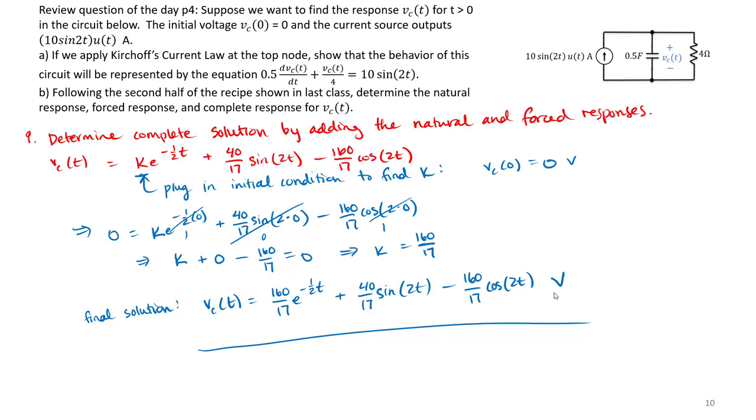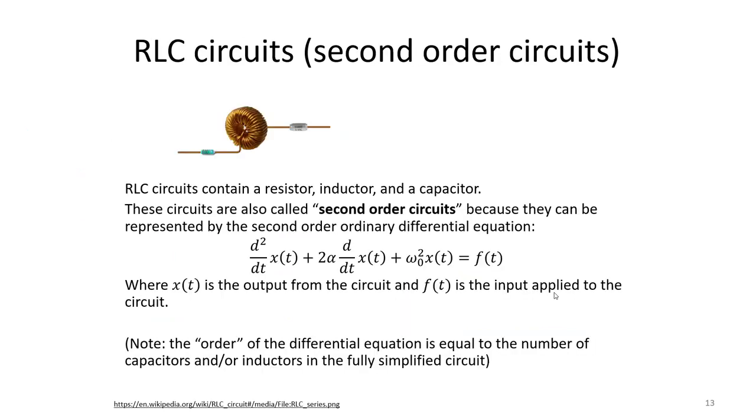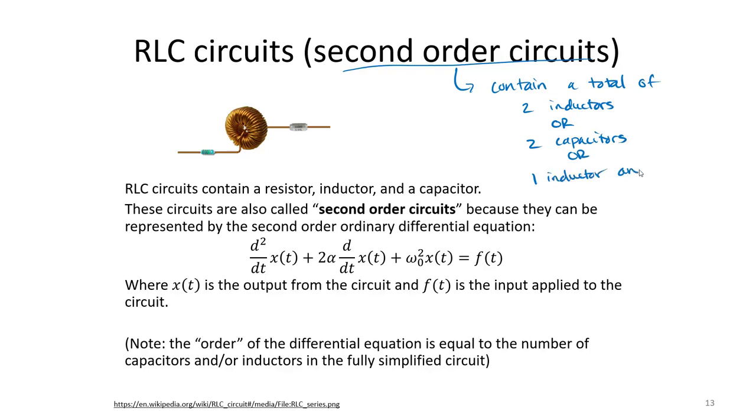So let's now turn our attention to second-order circuits. When we talk about second-order circuits, these are circuits which contain not one, but two energy storage elements. First-order circuits had just one inductor or capacitor, but second-order circuits contain a total of either two inductors, or two capacitors, or one inductor and one capacitor. Second-order circuits are called second-order circuits because they can be represented by a second-order ordinary differential equation.